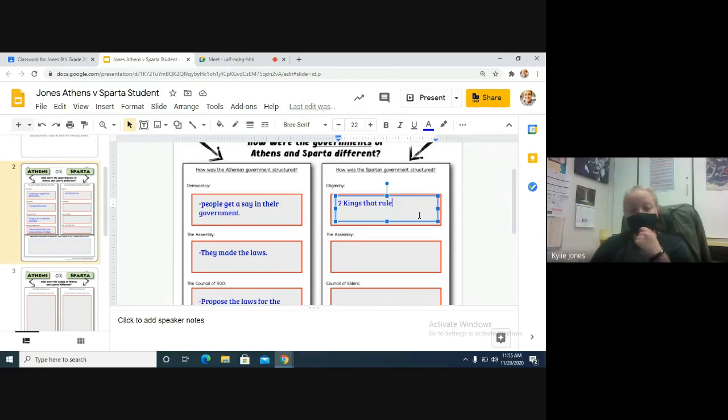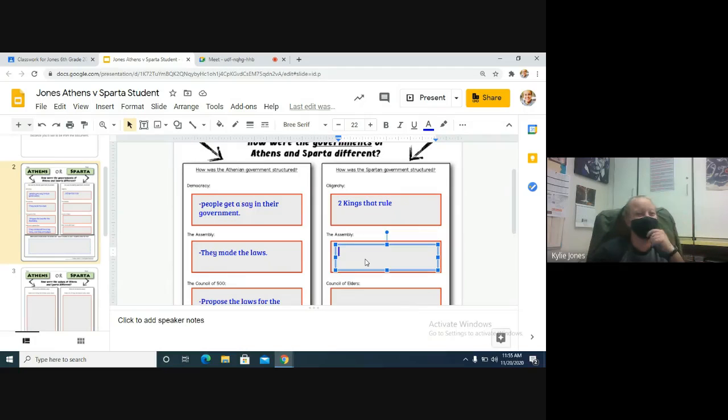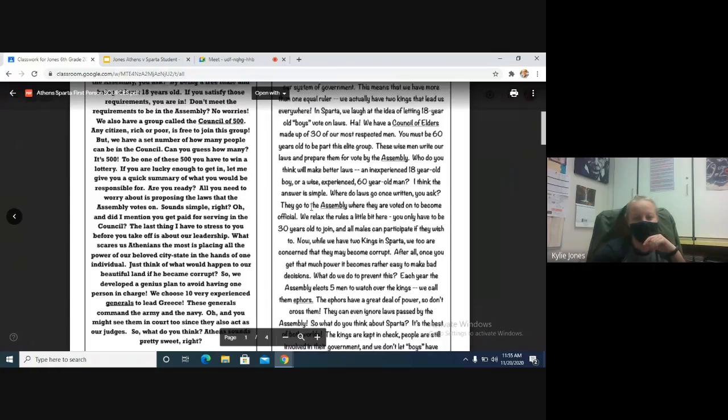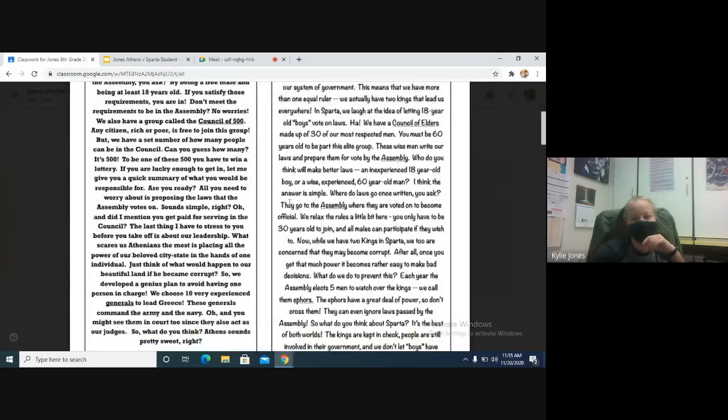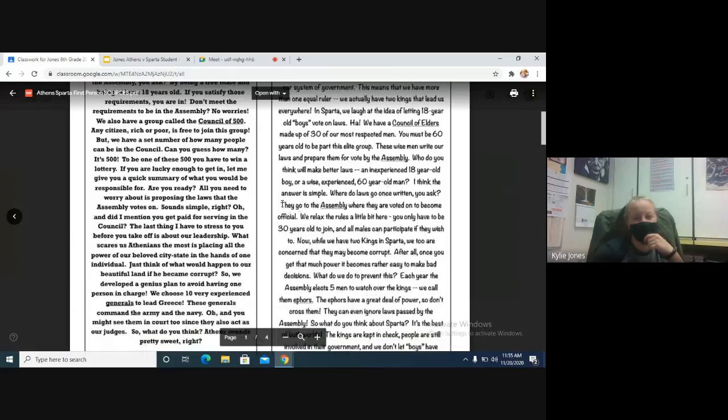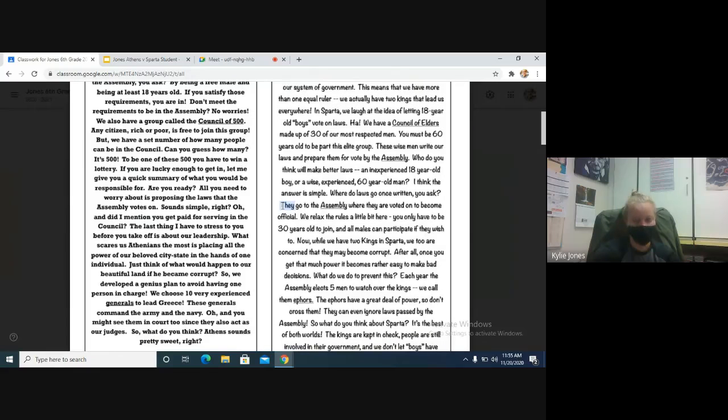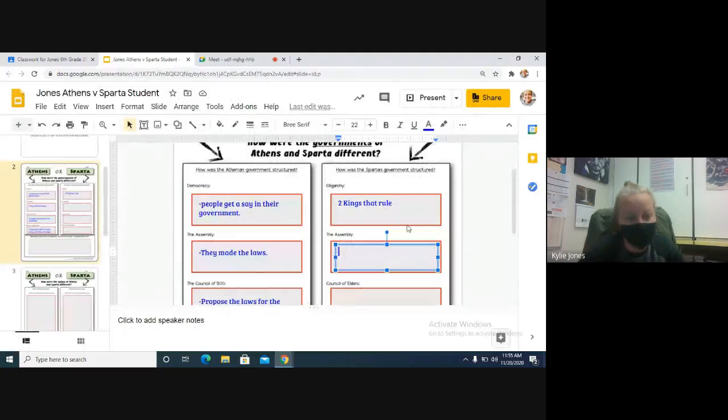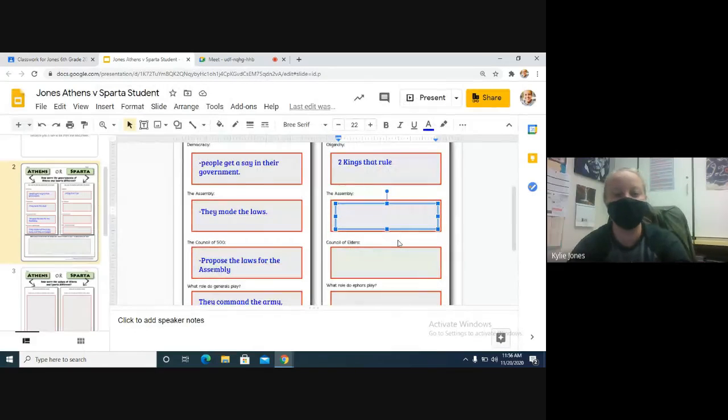Better. So, in Sparta, we have the oligarchy where two kings rule. What about the assembly? What is the assembly? No, not like a school assembly. It's right here. Okay, in Sparta, the assembly are people that approve the laws.